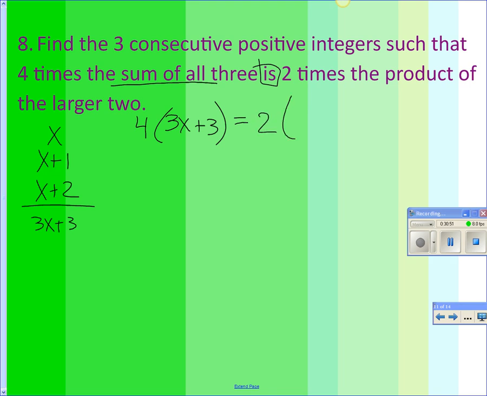2 parentheses. All right, here's where we can't do this one in our head. We're going to have to write it out. What does product mean? We're multiplying the larger 2. What are the larger 2? So you have to write it like that.